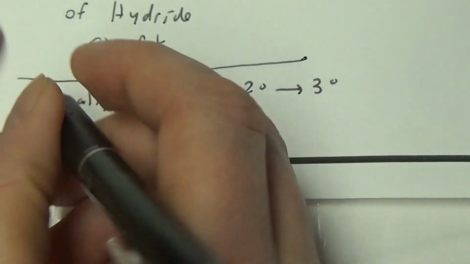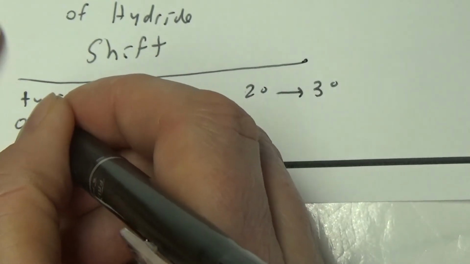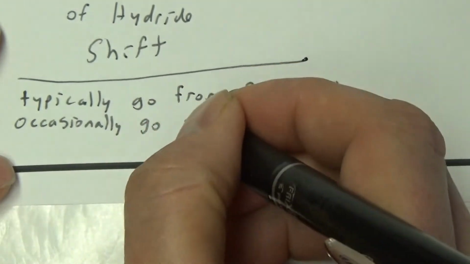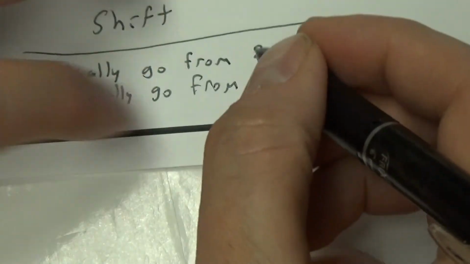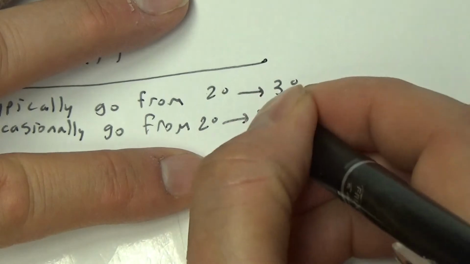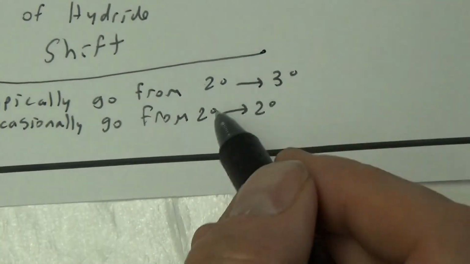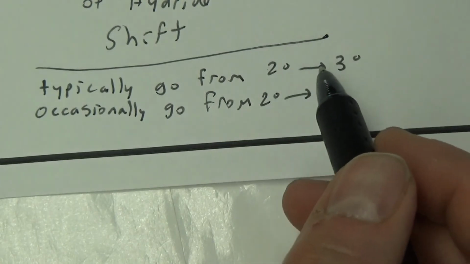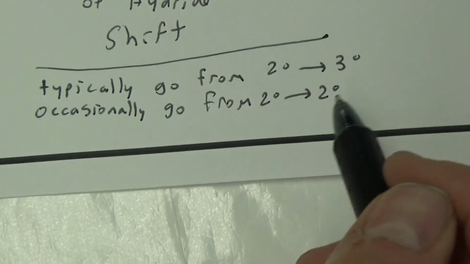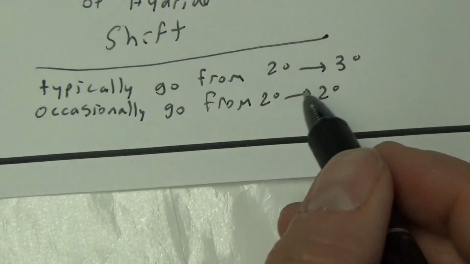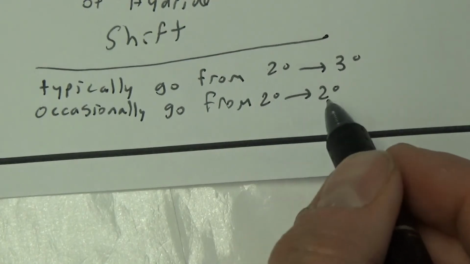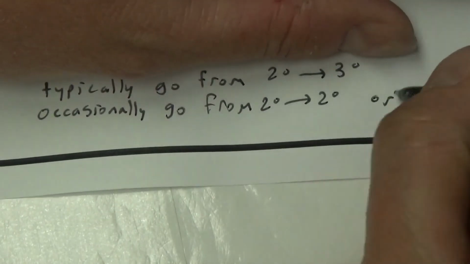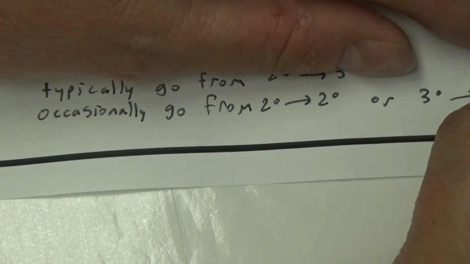But occasionally they go from secondary to secondary, which are equal in energy, right? This makes sense. Secondary to tertiary is like, oh yeah, less happy, more happy. Occasionally it'll go from secondary to secondary, which is equal in happiness, right? Or it might occasionally go from tertiary to tertiary.